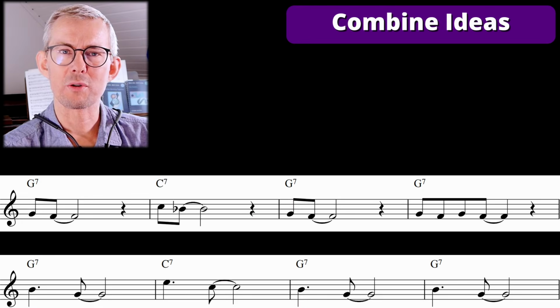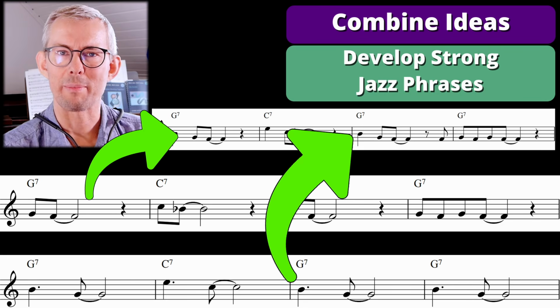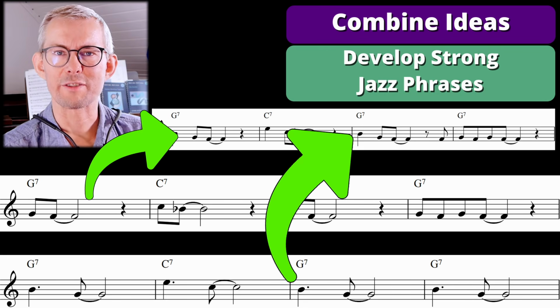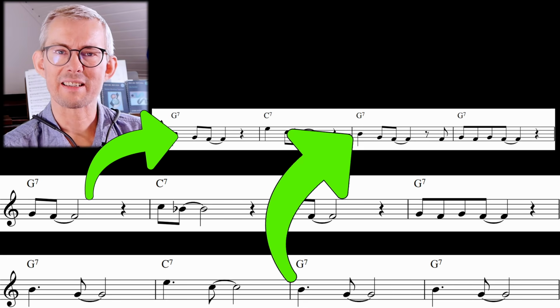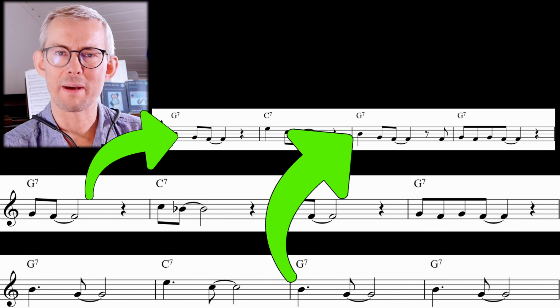We need to combine all these materials, because when you combine the materials, magic starts to happen. You get much more solid jazz phrases. Try combining these patterns in all the ways you can and play through the form of the blues many, many times.